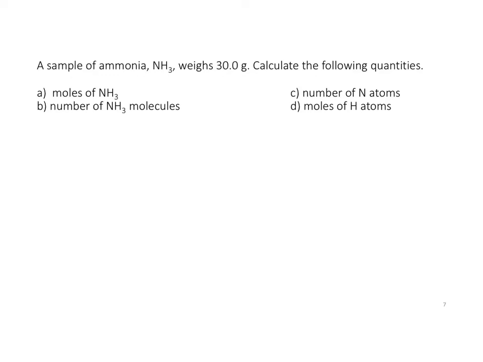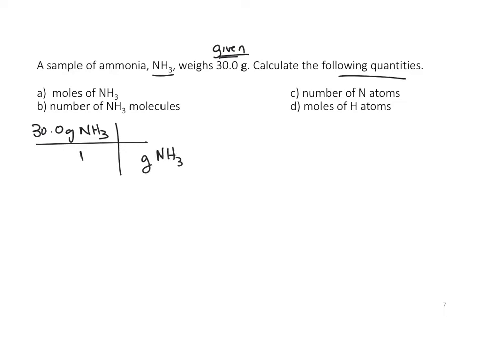A sample of ammonia, that's what's in Mr. Clean, weighs 30 grams. Calculate the following quantities. So this is our given. This is what we're going to start with: 30.0 grams of ammonia. We start with that over 1. And then we're going to write grams of ammonia on the bottom, because that's what we don't want. But now we have to read the question to figure out where we're going to.